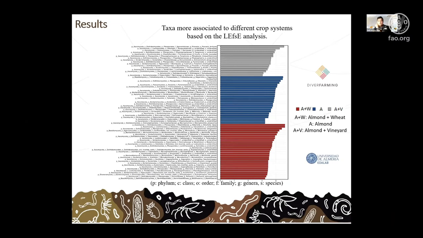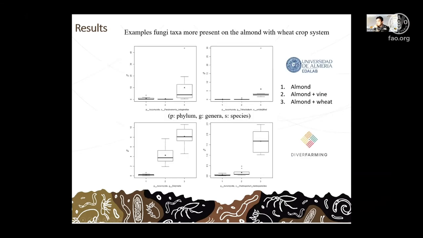With the LEfSe analysis, we also identified those taxa more associated with the different crop practices. And again, we can see here in the red columns that there are more taxa related to the almond and wheat intercrop management system. Here are some examples of those taxa, like for example, Didymella spp., Cladosporium cladosporioides, Tetracladium spp., and Paraboeremia selaginellae. These taxa were all present or more present in this intercrop system, almond and wheat.